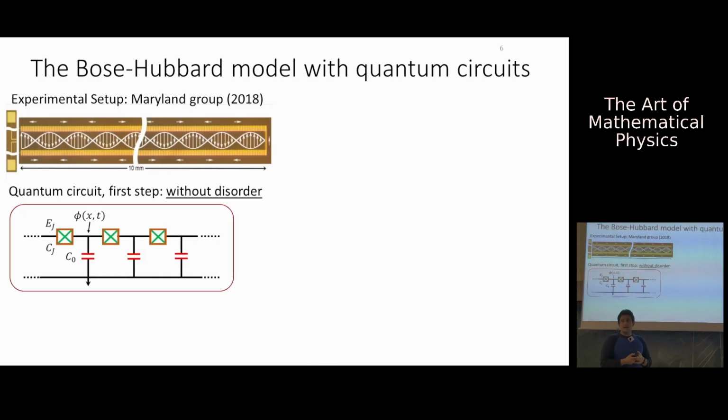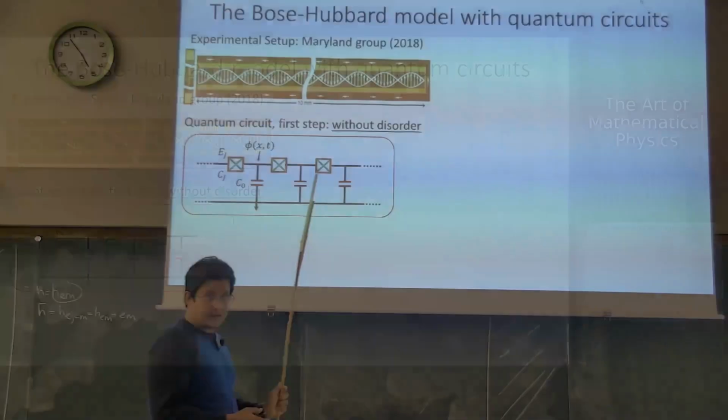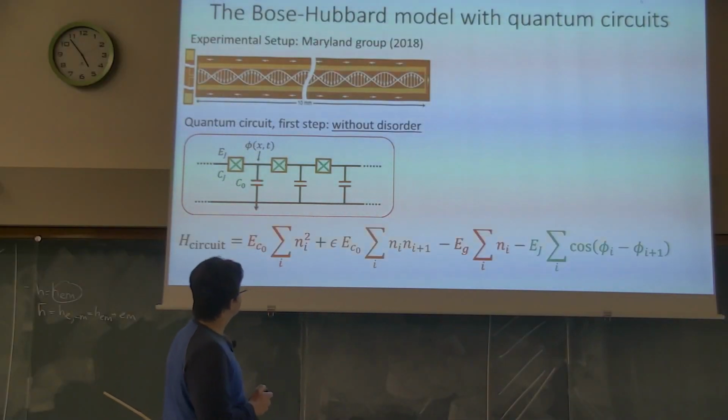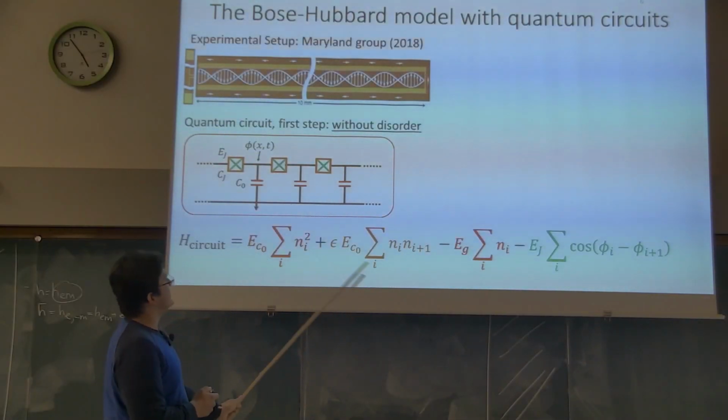To give you an idea of what has been realized in the experiments, I can show you the circuit of the Maryland group. So this is the equivalent circuit. You see there is a Josephson junction here and a capacitor here. And this is the lattice Hamiltonian.